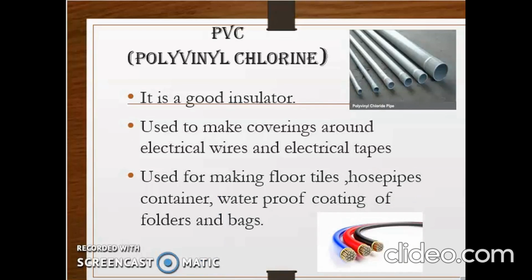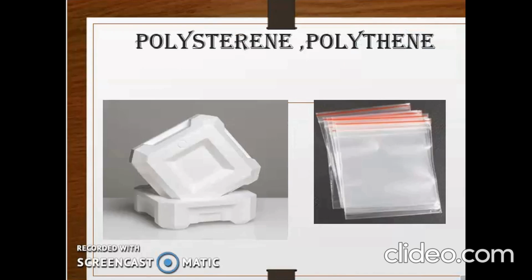Example, PVC, polyvinyl chloride, is a good electrical insulator. That is, it does not allow electricity to pass through it. Therefore, it is used to make the covering around electrical wires and electrical tapes. Polystyrene, being lightweight, is used for making insulating packing material. Polythene is used for making commonly used polythene bags.